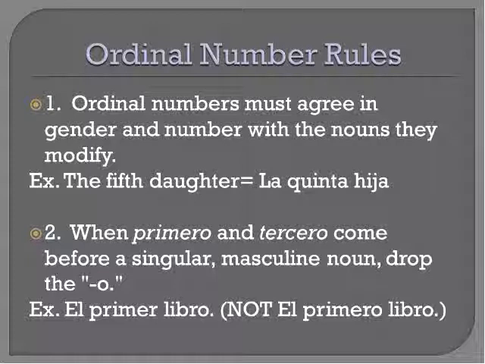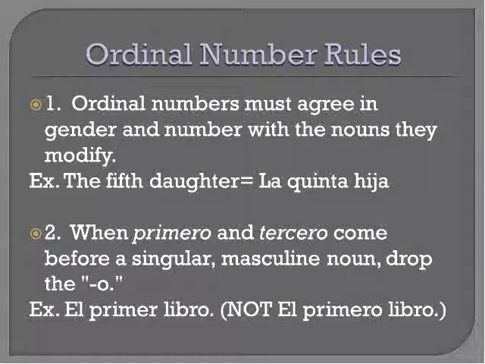Okay, next one. This one's a little bit tougher. When you have primero and tercero, and they come before a singular masculine noun, like this one is el libro, this is singular masculine, you're going to have to drop the O. Okay? So it's going to be el primer libro. That's another rule.